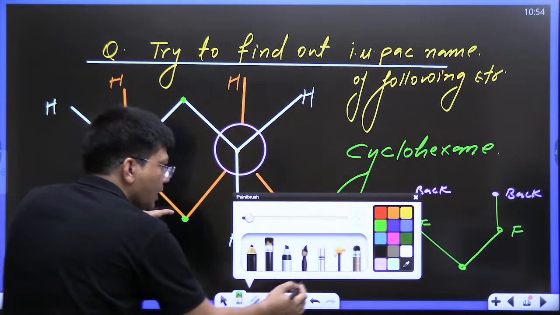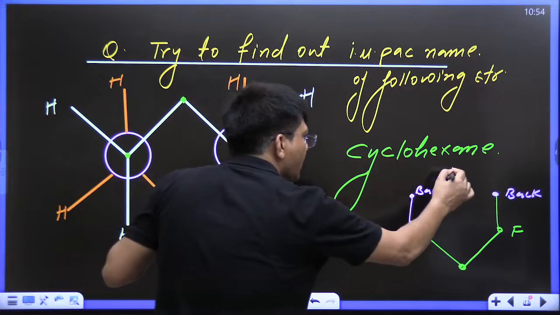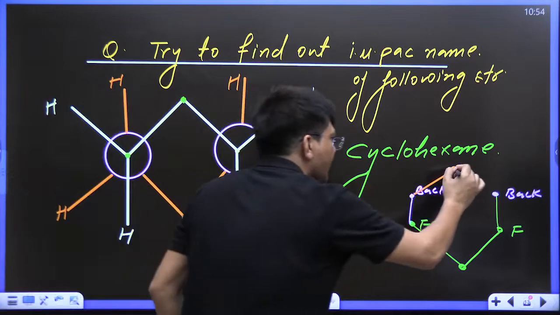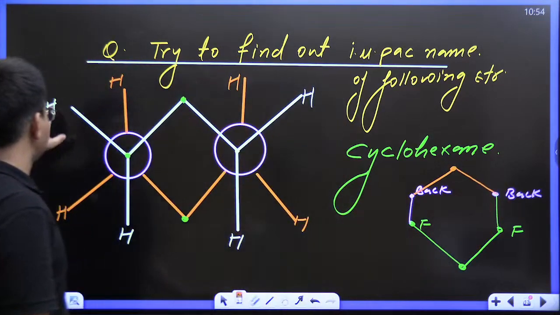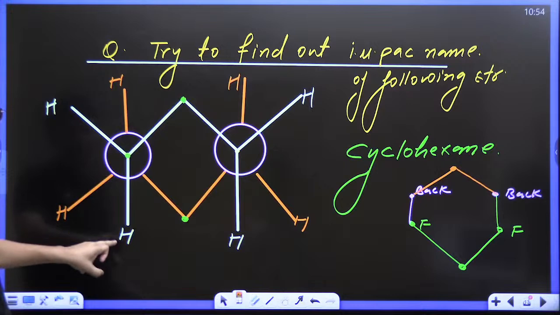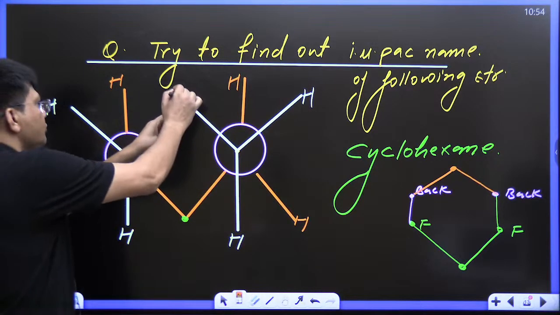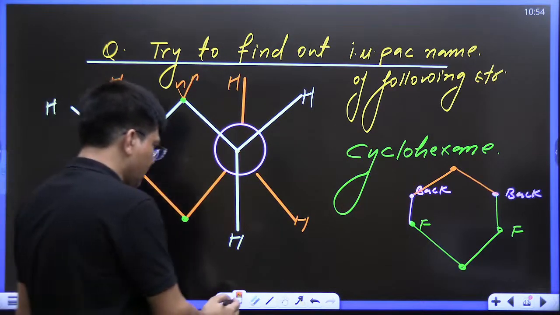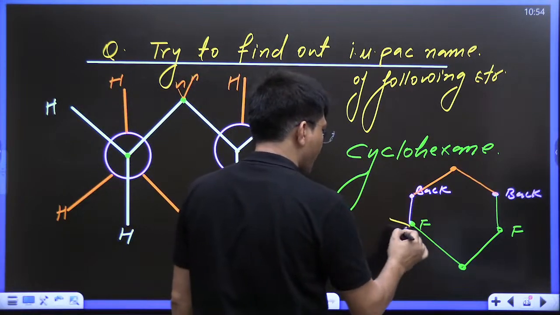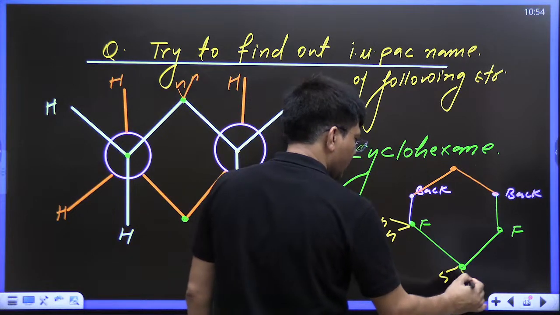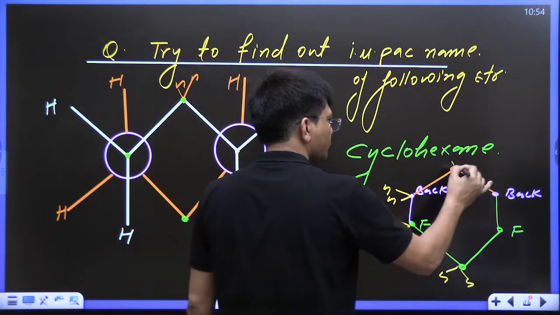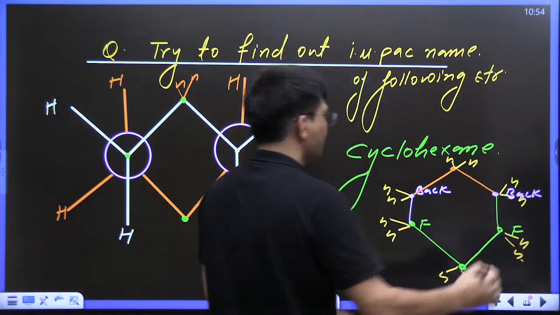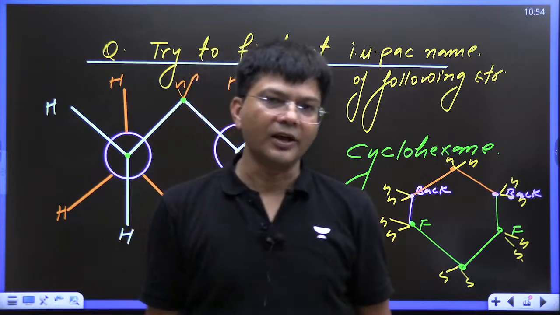The back carbon is attached with one carbon, and that back carbon is attached with the back of this, back and back, and all of them are attached with two hydrogens. This carbon is attached with two hydrogens, this carbon also, this carbon also. So all the carbons are attached with two hydrogens each. Kids, is everyone able to understand? That's why the structure is cyclohexane.